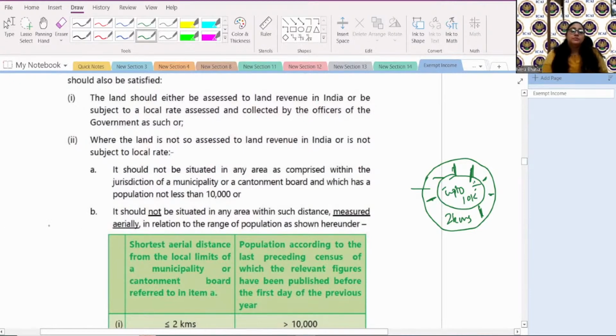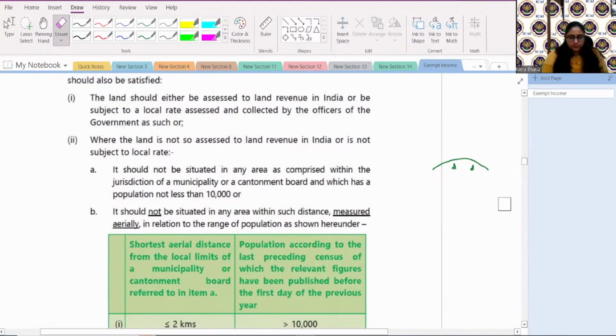But suppose you will ask, ma'am, it is more than 10,000, but how much more? So up to 10,000 is there, or I should say it like this. Let me make it simpler for you. Let me make it easier.